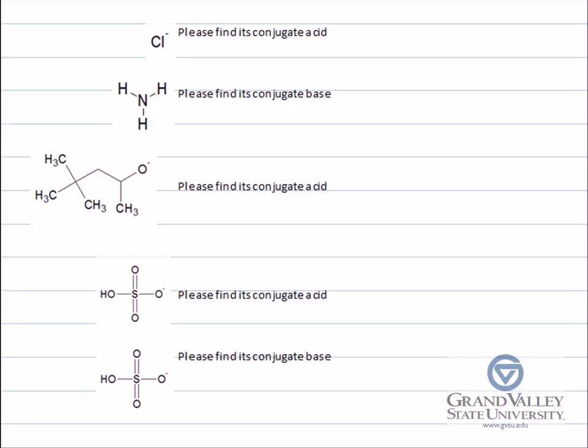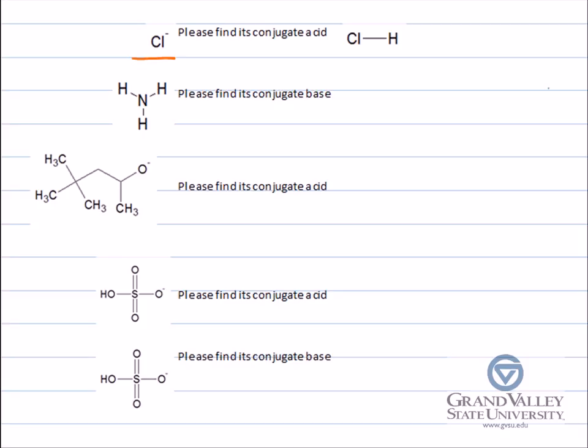Welcome back. Let's check your answers by starting with the first question and working through them one by one. Our first question gave us the following ion. The question asked for the conjugate acid of the ion. Therefore, we will treat the ion as a base and it will accept a hydrogen ion to give us its conjugate acid.